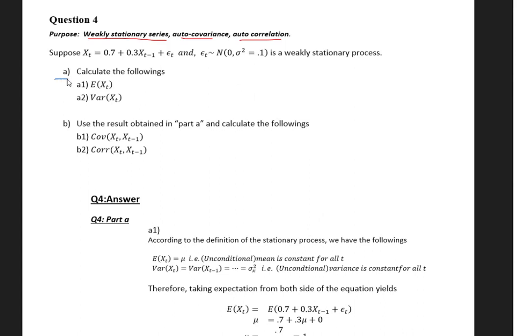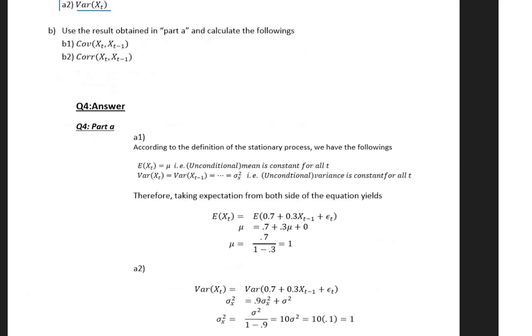Now going to part A. In part A, we are asked to calculate the expected value and variance of x of t. So going to the solution manual. Here, according to the definition of a stationary process, we have the following. So remember, when we say a process is stationary, it implies that the expected value of all time is constant. So here we call it mu.